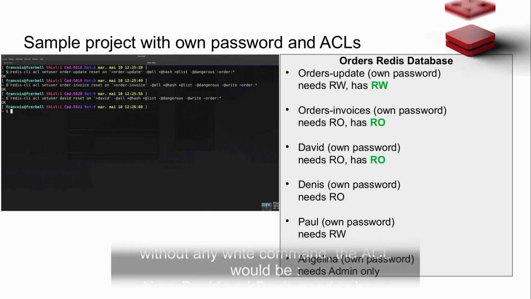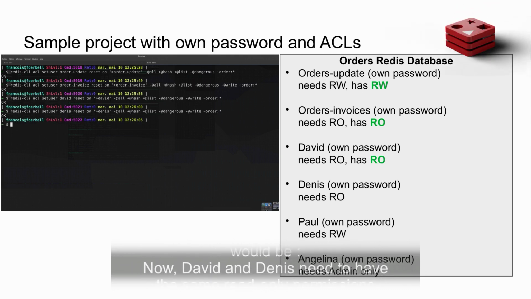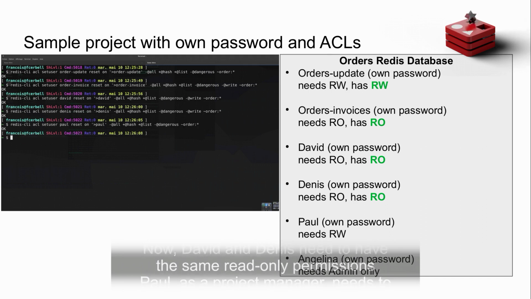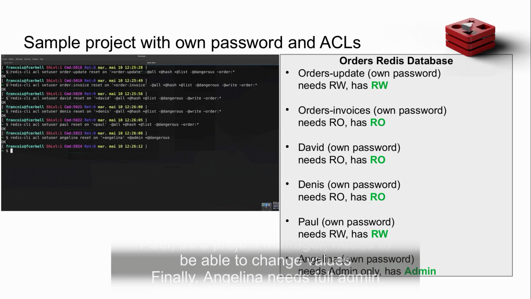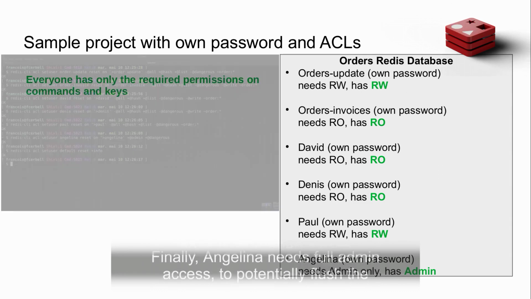Now David and Dennis need to have the same read-only permissions, and Paul, the project manager, needs to be able to change values. Finally, Angelina needs a full admin access to potentially flush the database.